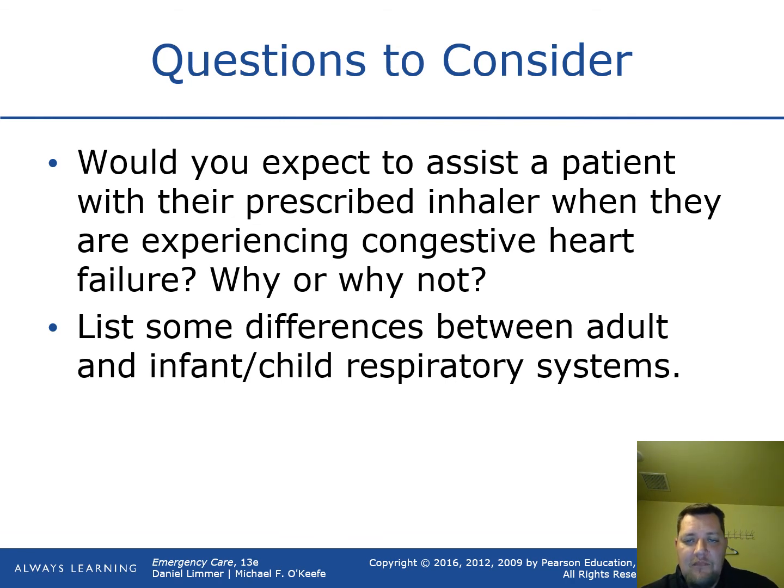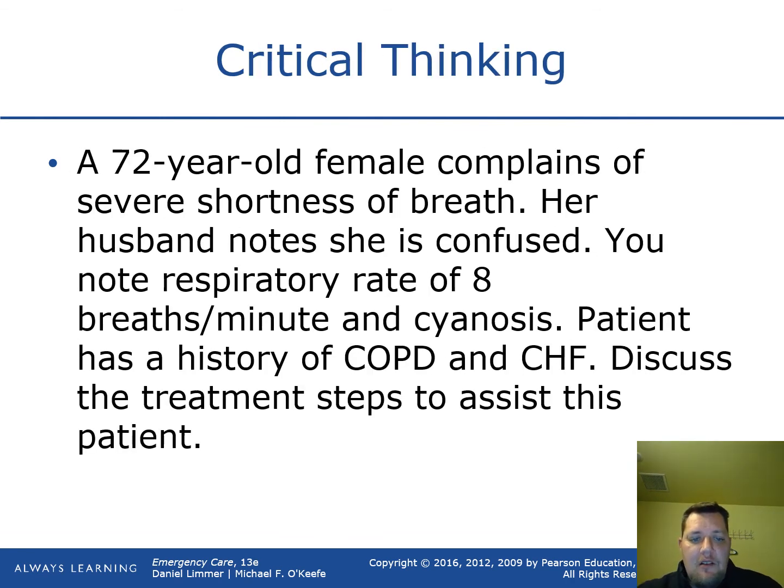All right, so let's go through this. A 72-year-old female complains of severe shortness of breath. Her husband notes she is confused. You note a respiratory rate of 8 breaths per minute and cyanosis. Patient has a history of COPD and CHF. Discuss the treatment steps to assist this patient. So she's altered.